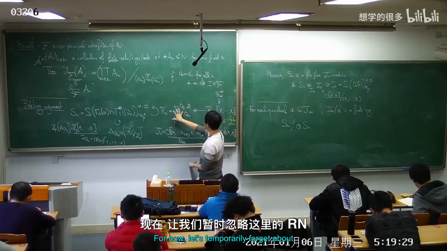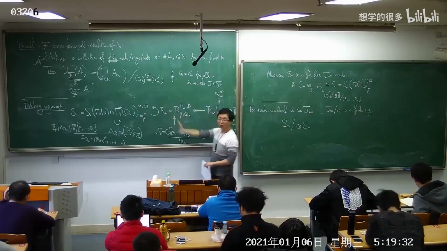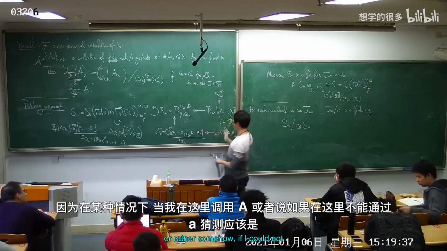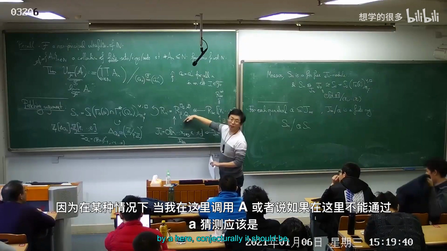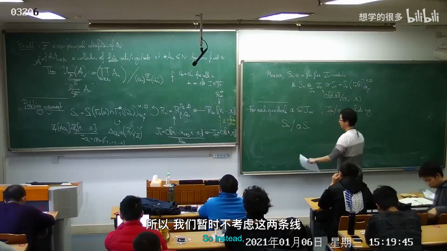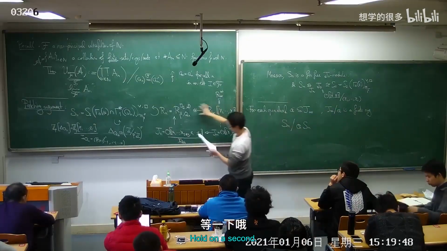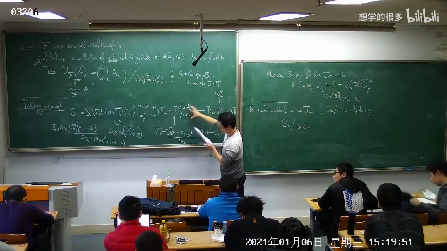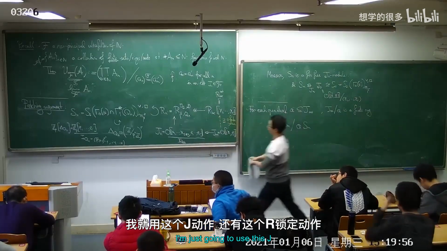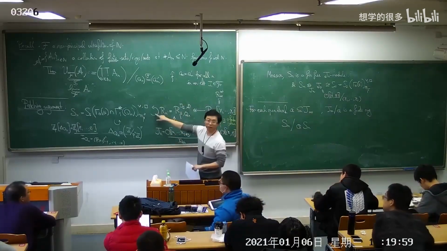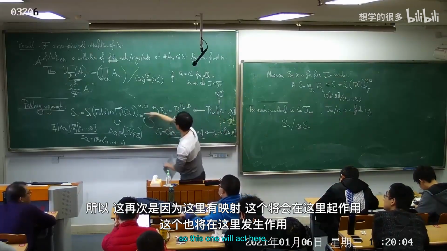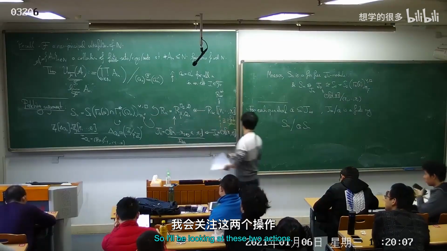For now, let's temporarily forget about this Rn here, because if I quotient out by A here, conjecturally you should get a finite set, but we can't quite prove that yet. So instead, let's forget about these two lines. I'm just going to use this Jn action and this Rlock action. Because it maps here, this one will act here, and this one will also act here. So I'll be looking at these two actions.